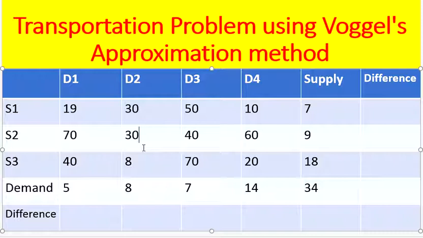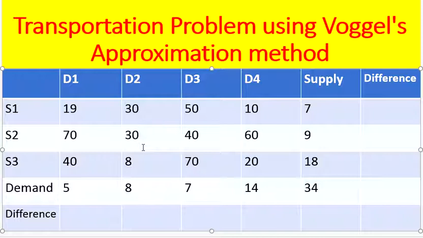The first step is to find the penalty. What is the penalty? The penalty is the difference between the first minimum and the second minimum, row wise and column wise, computed as second minimum minus first minimum, so we take the positive value only. After that, we take the highest difference.